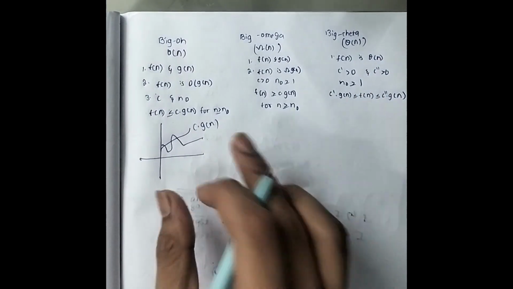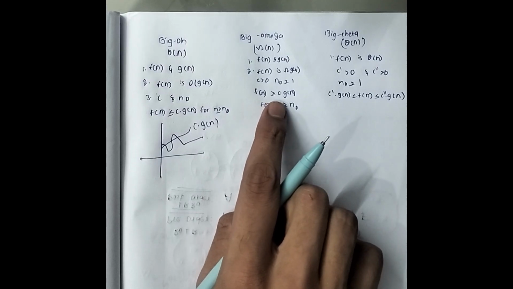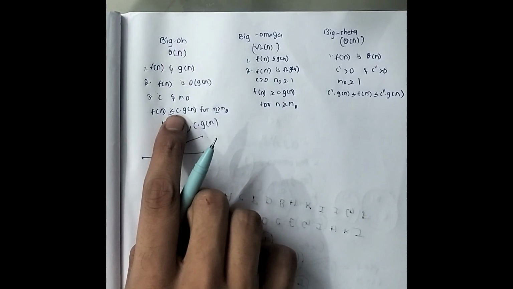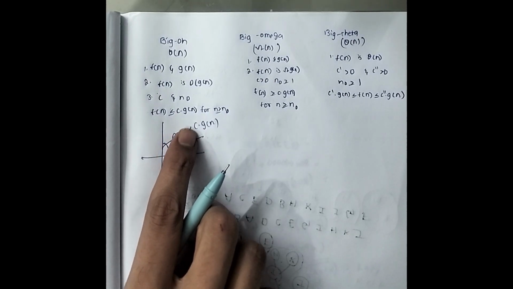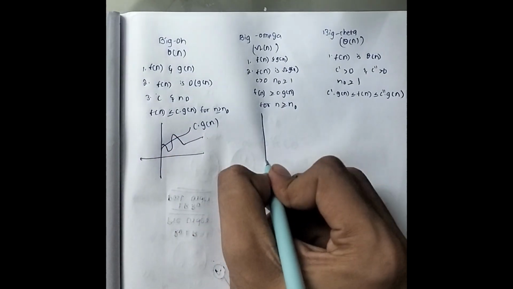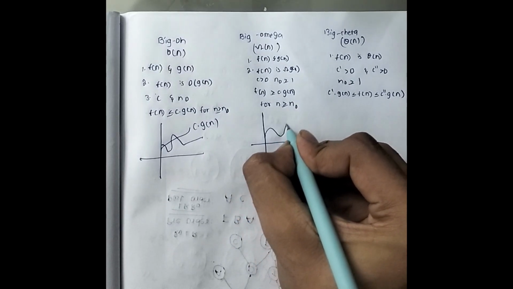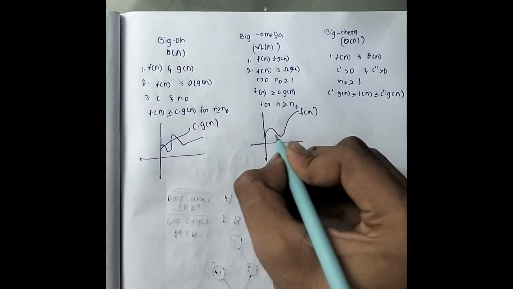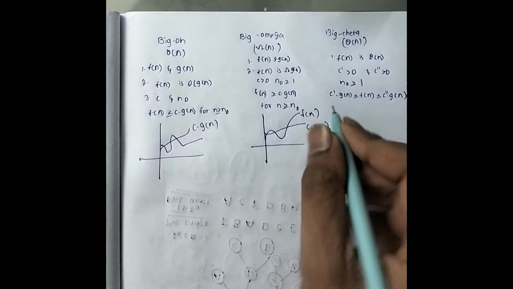So the main thing is, in big omega f of n is greater than or equal to c into g of n, and in big O f of n is less than or equal to c into g of n. If you ask me about this graph, f of n will go up and c into g of n will be placed below.